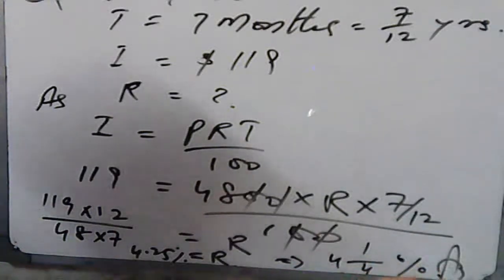Now in question number 7, Rui Feng borrows $48,000 from the bank that charges simple interest at the rate of 6% per annum. Find the total amount of money he has to pay the bank at the end of 2 years. Okay, question number 7, you can see what has been given to us. First of all, you have to write the data here.